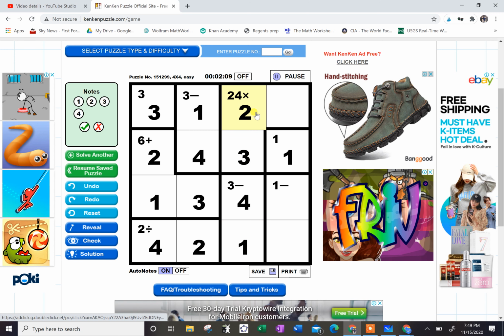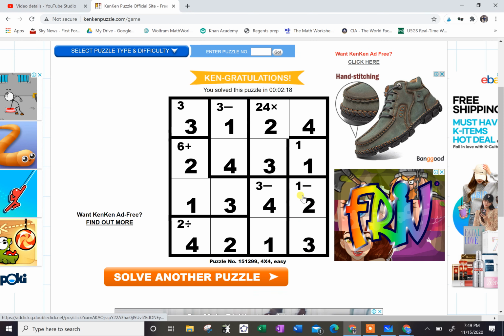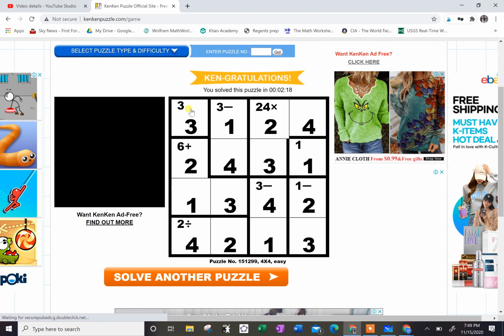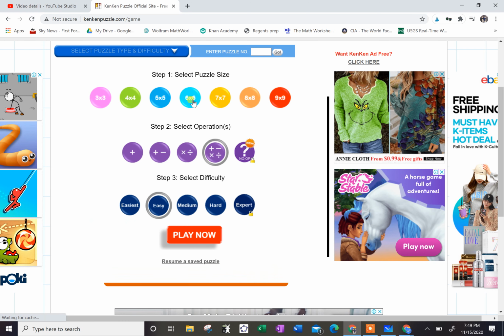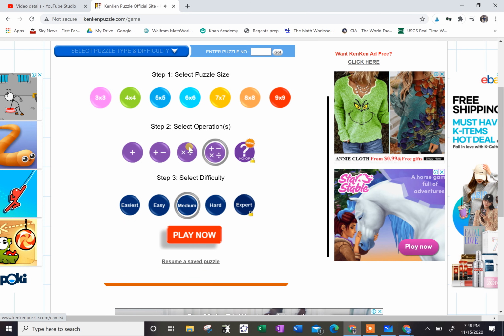3 times 2 is 6. 6 times 4 is 24. So let's say 1, 3, 4. This one has to be a 2. 1, 2, 4. This one has to be a 3, and 3 minus 2 is 1. So I went through that one pretty quick. Let's see if I can do one that's a little bit more challenging.